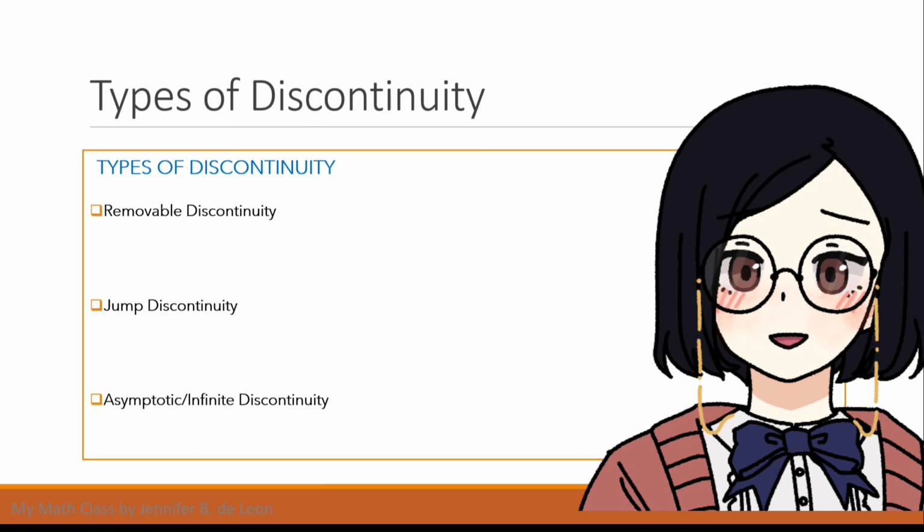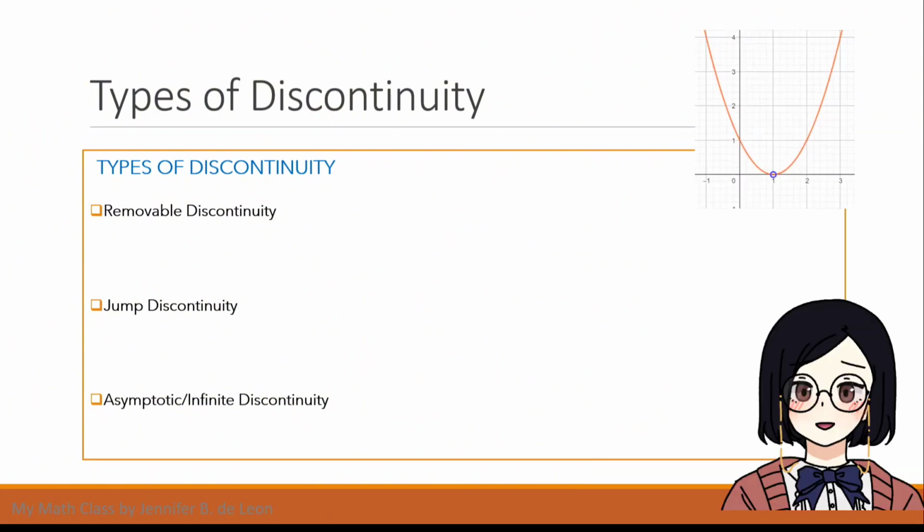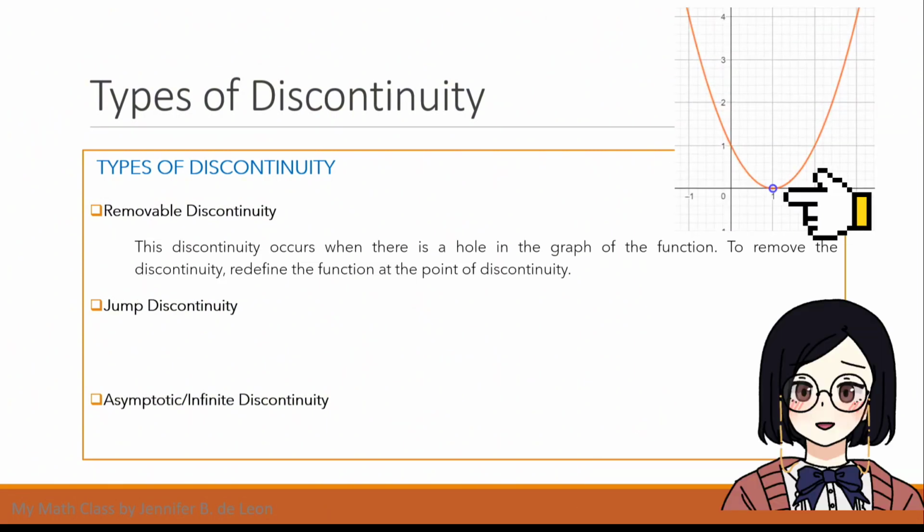There are three types of discontinuity. They are removable discontinuity, jump discontinuity, and asymptotic or infinite discontinuity. The removable discontinuity occurs when there is a hole in the graph of the function. To remove the discontinuity, redefine the function at the point of discontinuity.